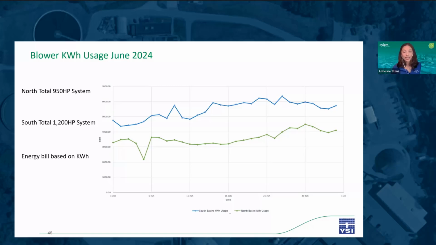You can see here that the North aeration basins had a lower blower energy consumption than the South basins for every single day throughout the entire month of June.